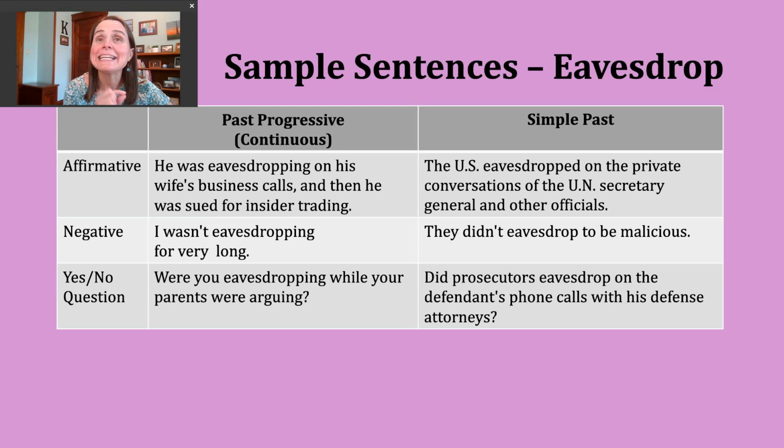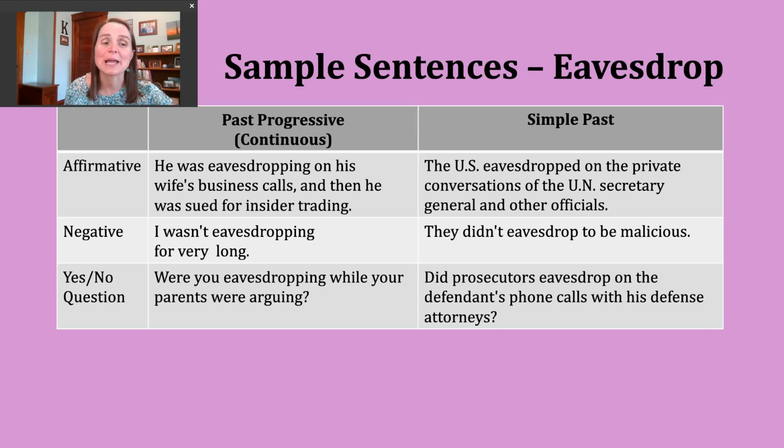Now let's look at making negative simple past tense sentences. To do this, we start with our subject, we use did not, then we use the base verb. So notice, we're not using the ed form of our verb in the negative. Here's another example. They didn't eavesdrop to be malicious, right? So they weren't trying to maybe get secret information, do something bad with that information, but it does seem to acknowledge here they were listening secretly.